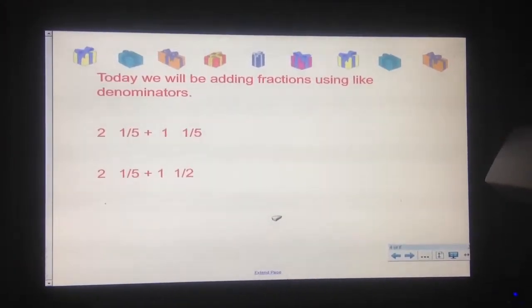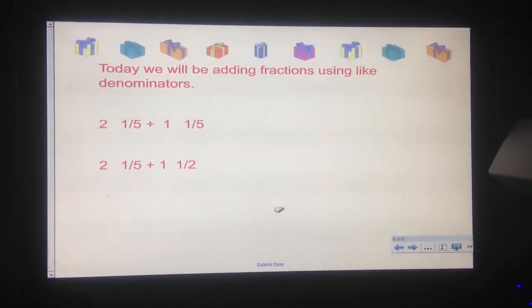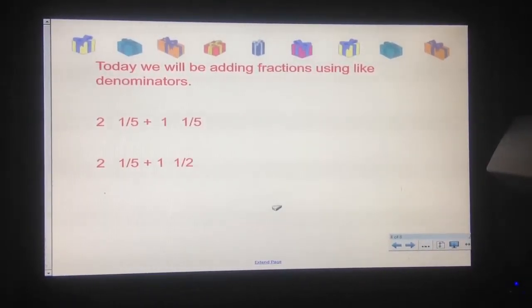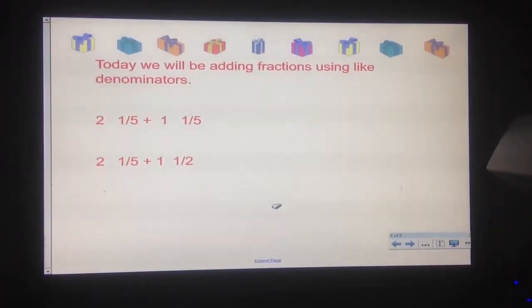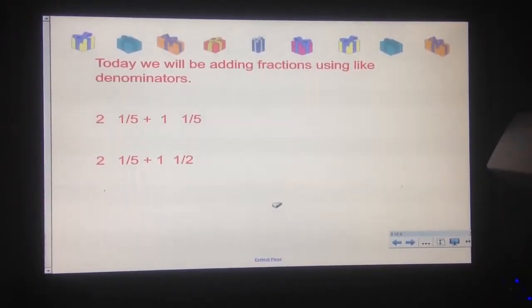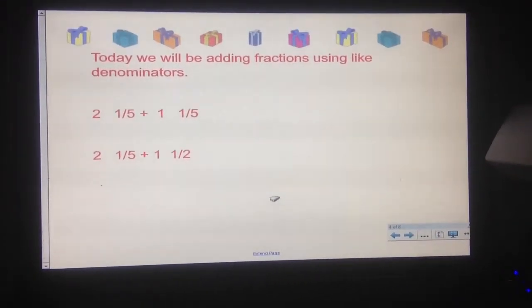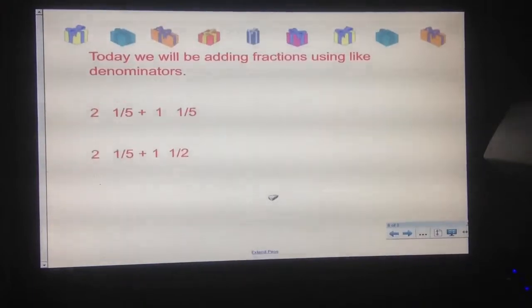Today we're going to be adding fractions using like denominators. Some of these that I'm going to show you right now have whole numbers in them. Some of your homework will have whole numbers, and some will not have the whole numbers, so you'll just do the problem a little differently. You won't do the first step where I use the whole numbers.